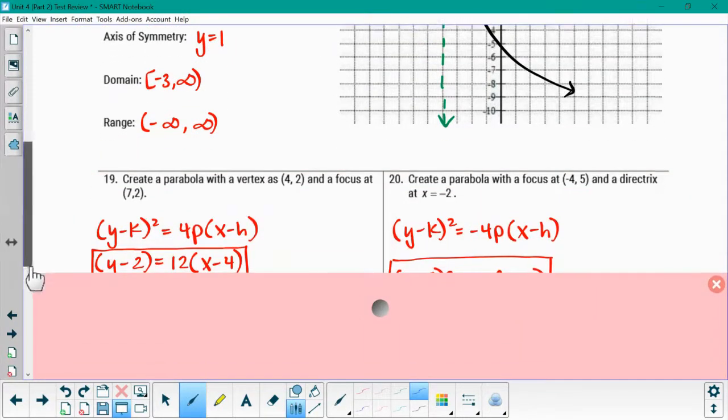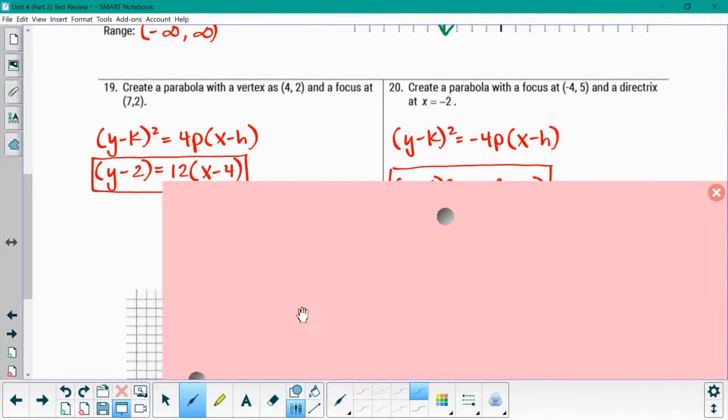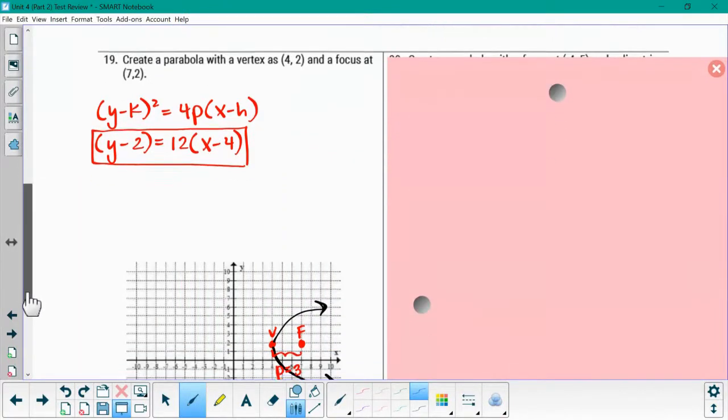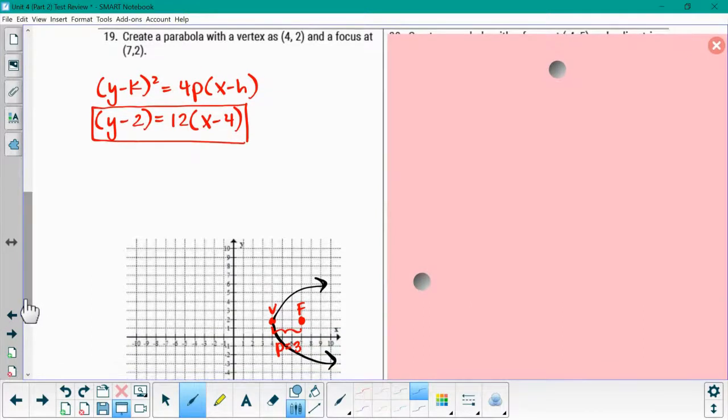So 19 and 20, create a parabola. Let's get 19 first. Create a parabola with a vertex at 4, 2 and a focus at 7, 2. I am always going to suggest sketching a picture. My vertex is at 4, 2. My focus is at 7, 2. Now, the focus is always inside the parabola. So if the focus has to be inside the parabola, that means I have no other choice but for my graph to open to the right.